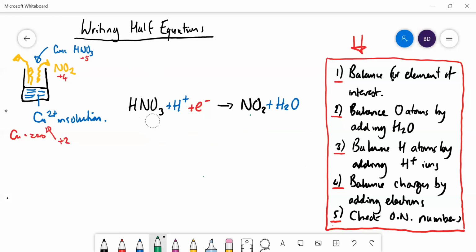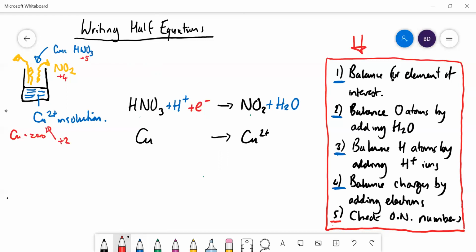Now we need to think what's happening with the copper. Right, copper started off as Cu, and it ended up as Cu2+. So balance for the element of interest, well, one copper, that's fine. Balance the oxygens, easy, there aren't any oxygens, so forget that. Balance for hydrogens, there aren't any, so forget that. Number 4, balance for charges. Yeah, we need to do that.